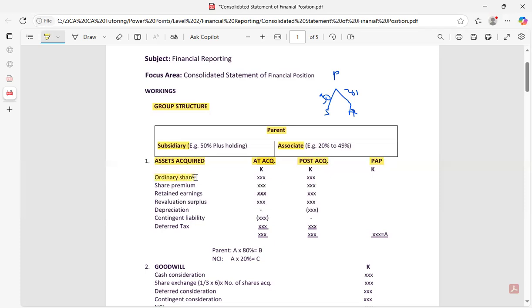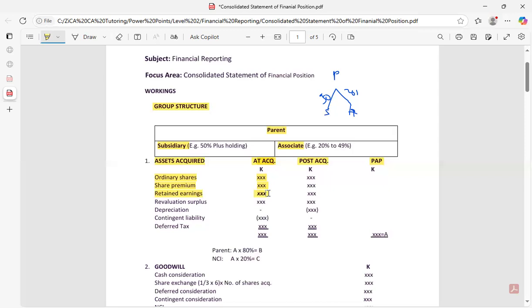All these ordinary shares will be given at acquisition, the moment you are acquiring this business. What is the value of these shares that you are buying in that business? Also, what's the value of the share premium at the point of acquisition? All this information you'll be given, even the retained earnings: what were the retained earnings at the point of acquisition?